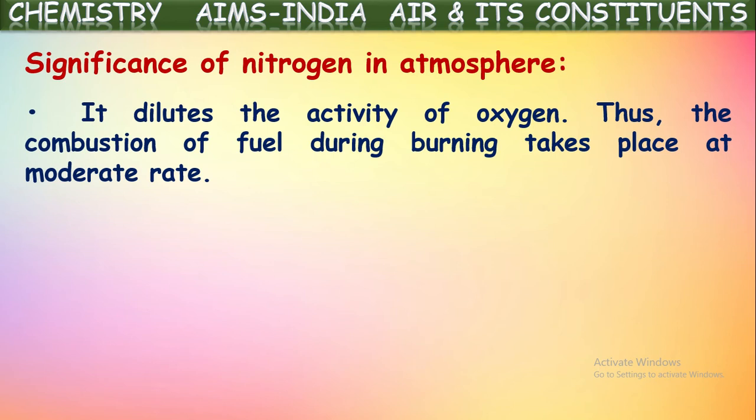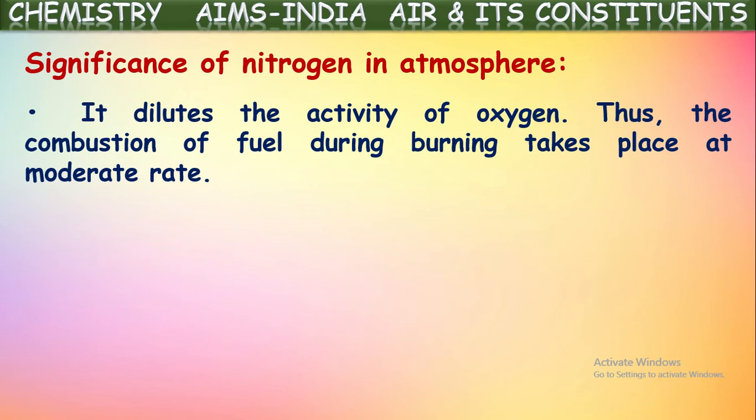It dilutes the activity of oxygen. What is the activeness of oxygen? It helps in combustion of fuels. So if there is no nitrogen gas in the atmosphere, fuels will burn very rapidly. But nitrogen helps to control the burning speed of oxygen, to control the combustion property of oxygen, so we can say it dilutes the activity of oxygen. Thus the combustion of fuels during burning takes place at a moderate rate. If there is no nitrogen, fuels will burn very rapidly. They may cause explosions too in the presence of oxygen.